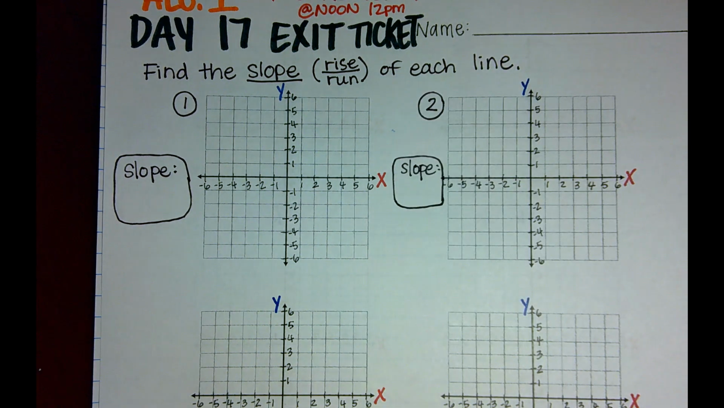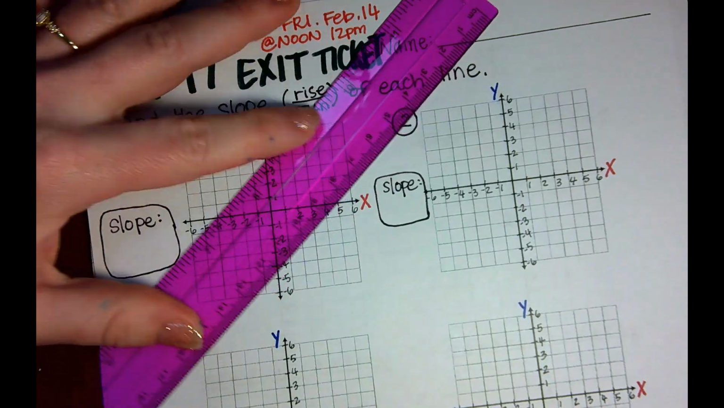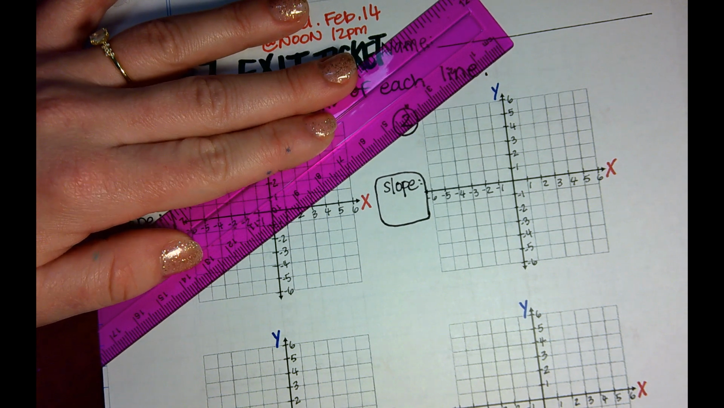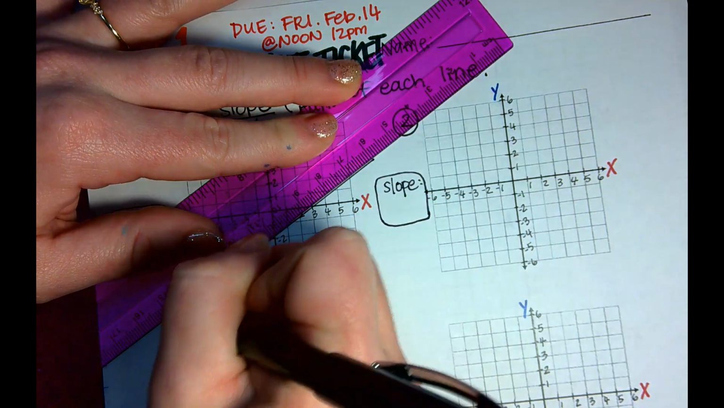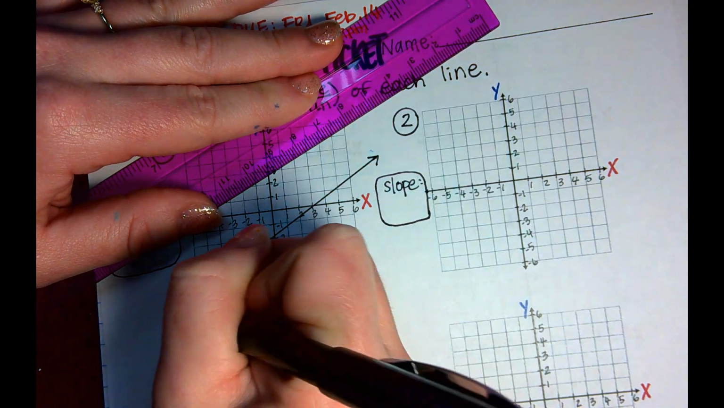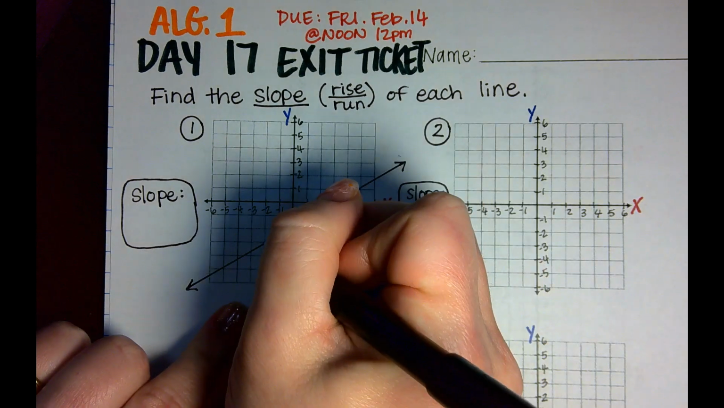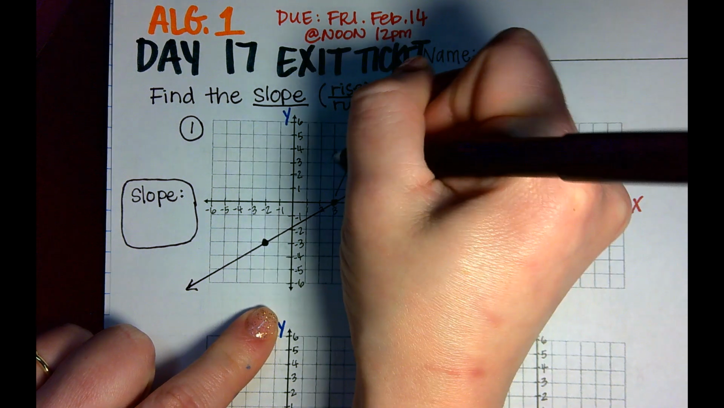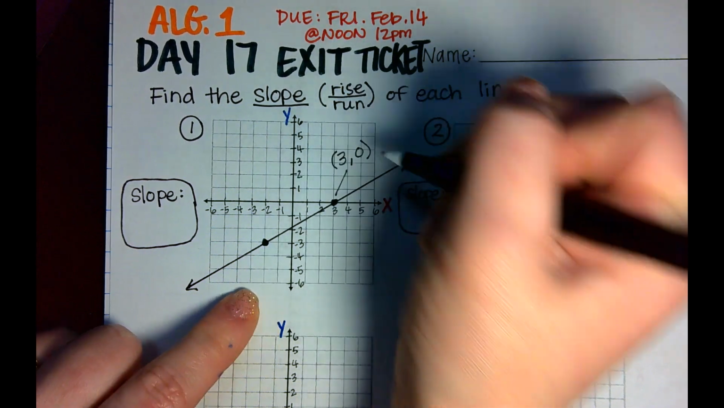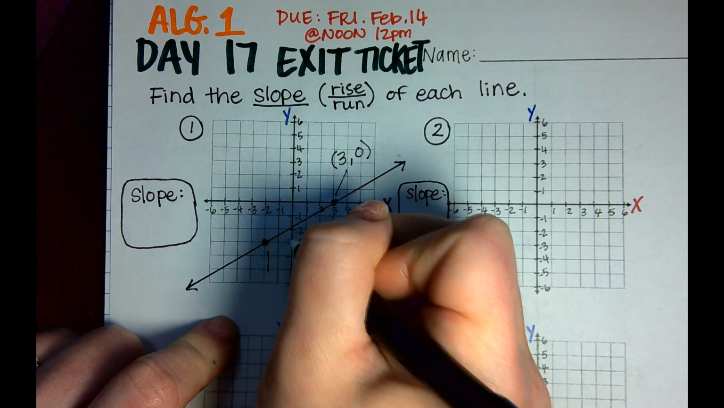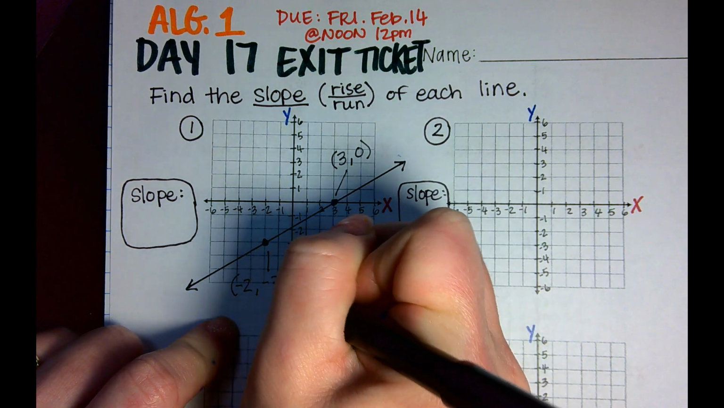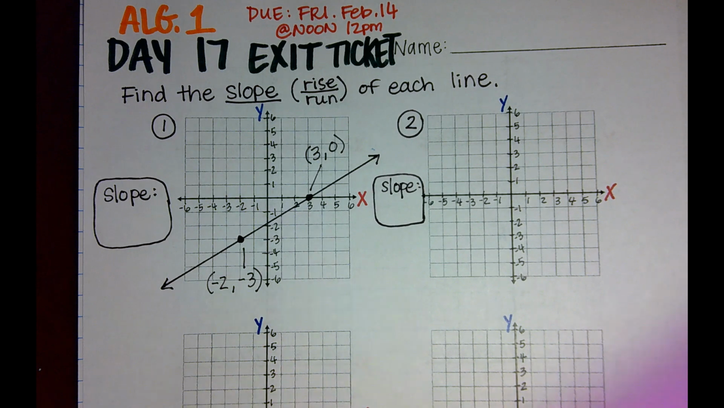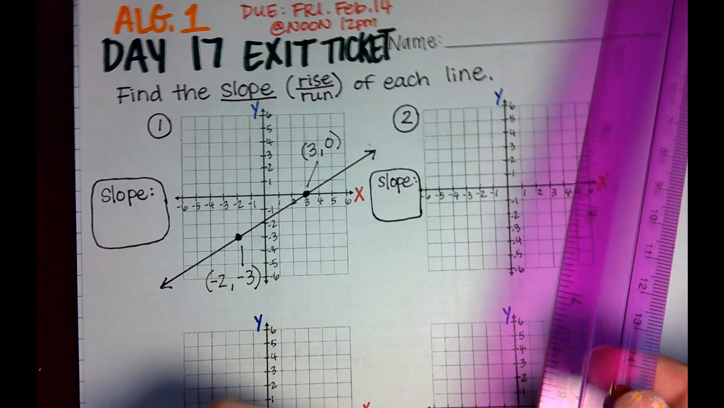Okay. So, here's our first line, and I will give you some points to go through. Here's a point, here's a point. This is 3, 0, and -2, -3. And then I'm gonna give you one more.